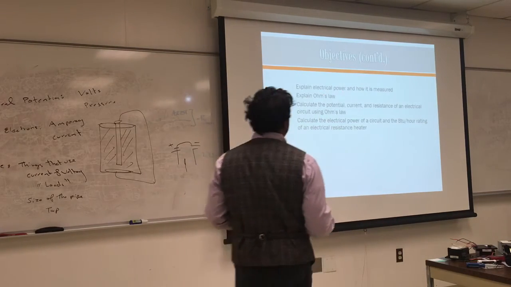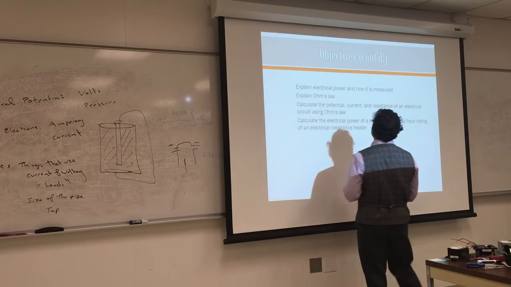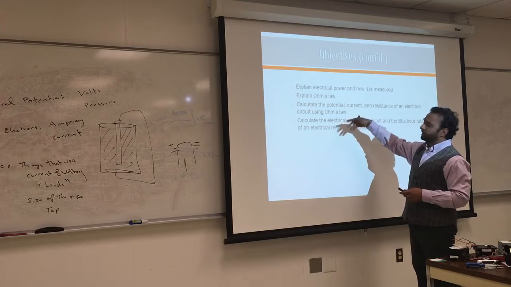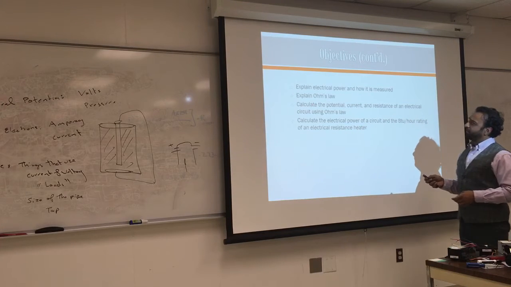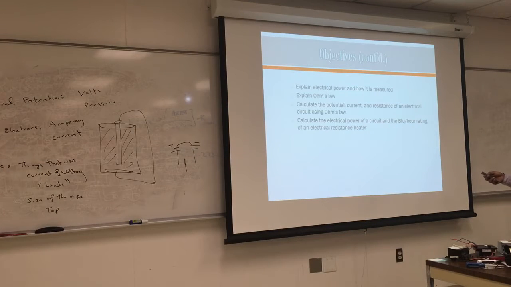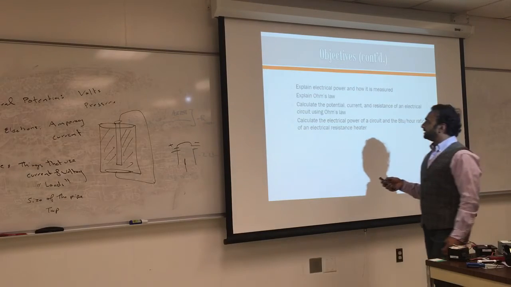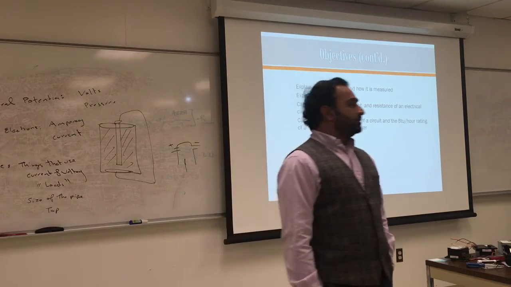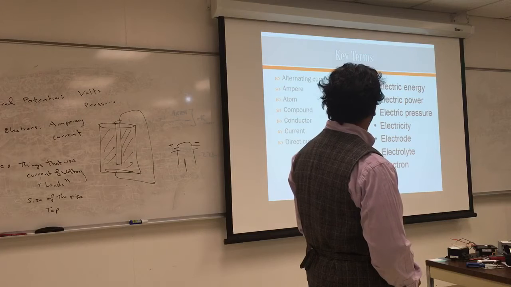So we talk about electrical power and how it is measured. I will explain Ohm's law. So these are the hows, and I'm going to go over them one by one. How do we calculate potential, current, and resistance of an electric circuit using Ohm's law? I'll spend a lot of time in this portion because it's very, very important. Ohm's law you can carry with you for a long, long time. And how do we calculate the power of a circuit and the BTU per hour rating for electrical resistance? One by one. Key terms, we'll go over them.